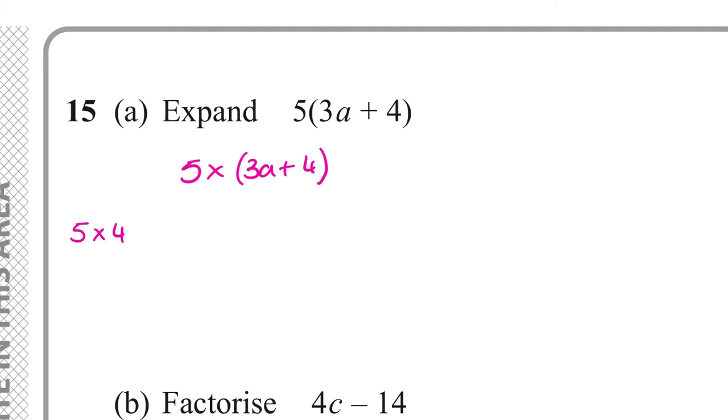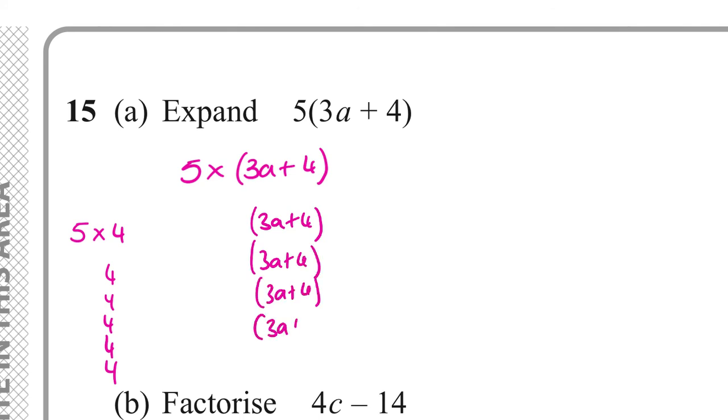That means 4, 5 times, doesn't it? 1, 2, 3, 4, 5. It gives us 20. This means this bracket 5 times. However, we're not going to write this bracket 5 times and then work it all out. We could if we wanted to, but there is a quicker way. Okay, this is what it means. 5 times this bracket is 5 lots of this bracket.